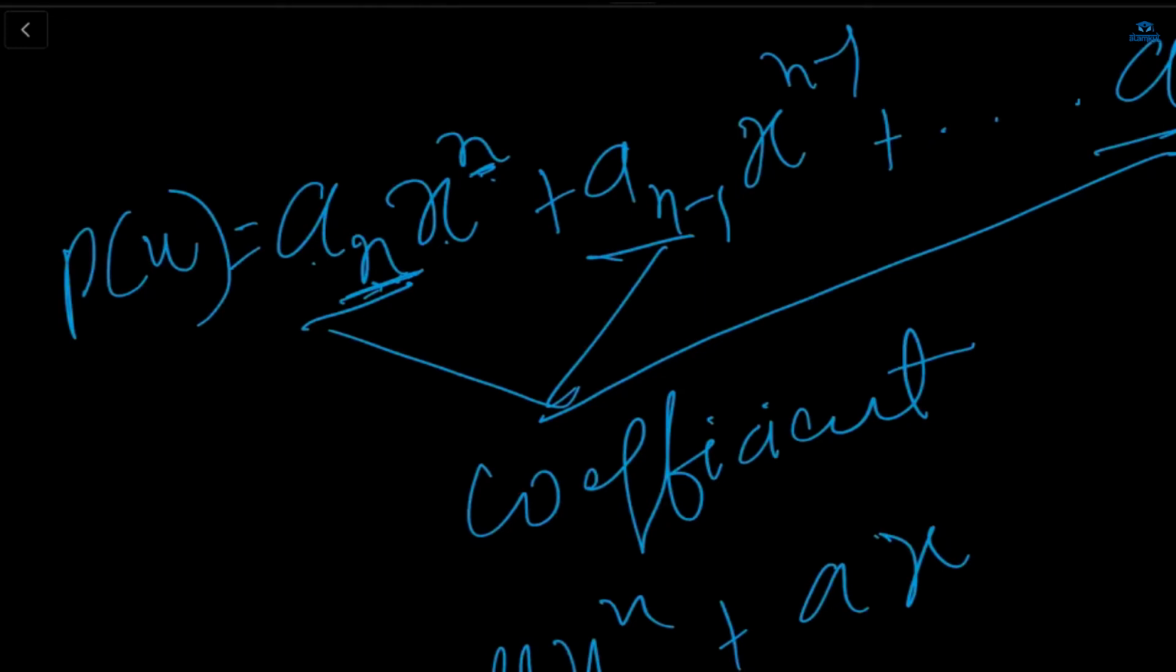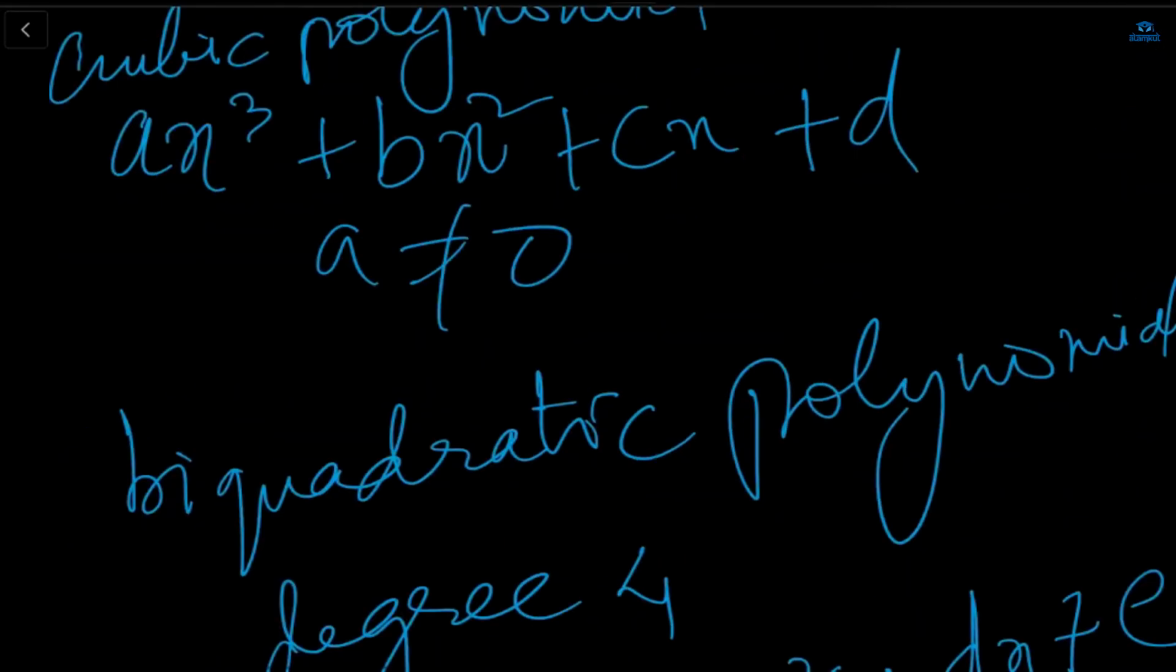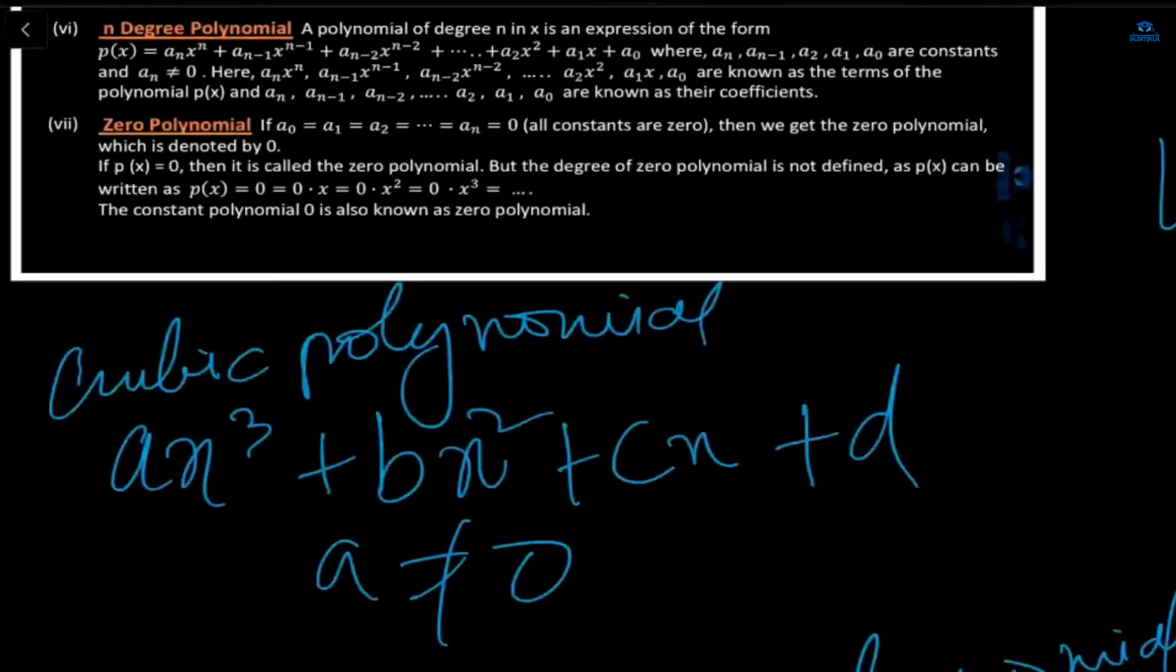Can we do some examples? It can be 1, it can be 2, it can be 3. All the n can be the same, all the n can be different. It depends, but this is a general statement. Don't get confused with a n and x to the power n. Now, an n degree polynomial, where a n is not equal to 0. The a n x to the power n and the others are known as the terms of polynomial p(x), and a n, a n minus 1, a n minus 2, a2, a1 are known as their coefficients. These a values are the coefficients of the given polynomial.